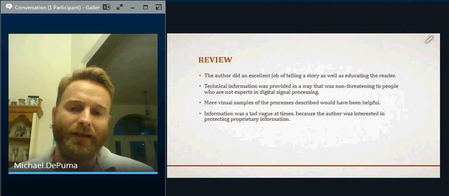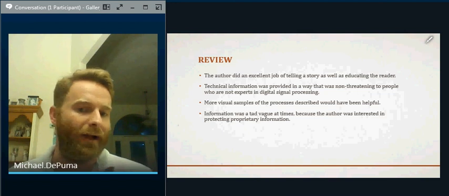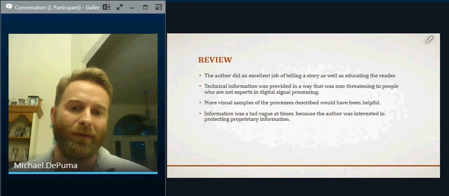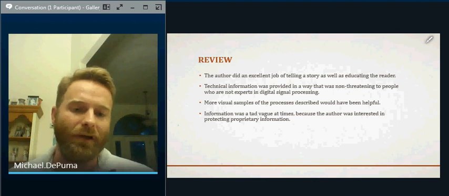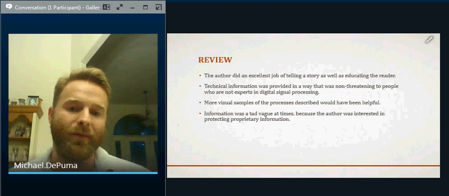The one downside to this, he had one visual of a signal that he had remastered of a Dolly Parton song called Crazy. And I liked that signal, and I think more images like this that illustrated the process that he was going through, each of the three processes he described, would have been useful for me to visualize the process better. And the other downside is at times his information was a little bit vague.